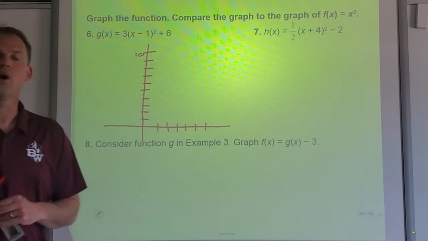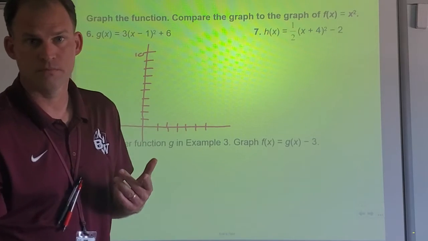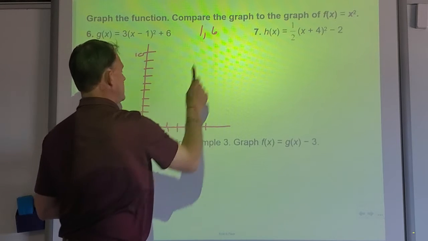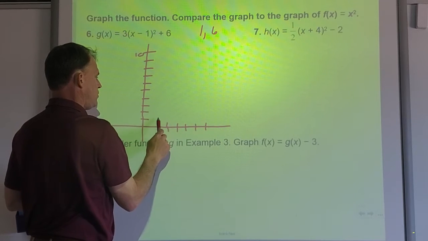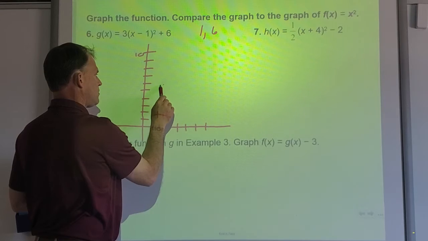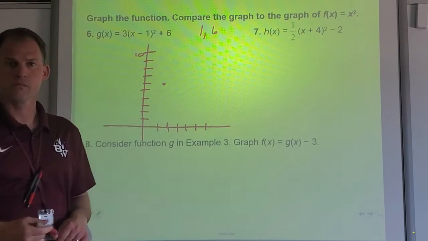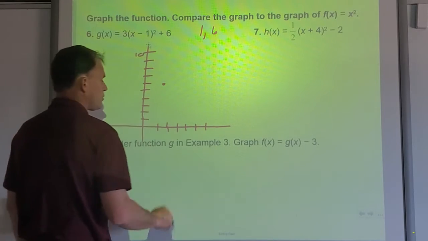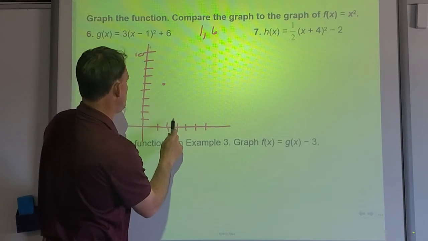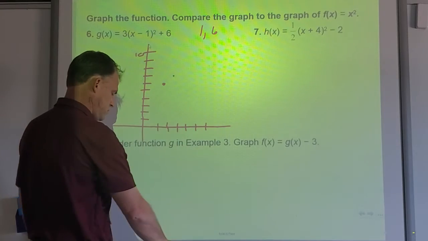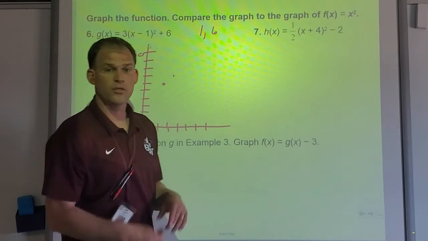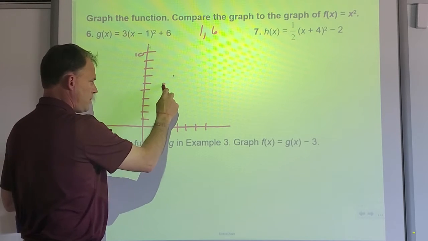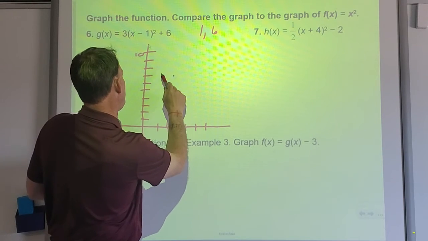So, what is the vertex of this function? Opposite, exactly. 1, 6. Right 1, up 6. So now, I'm thinking the original was 1, 1. I'm going to multiply that by 3, so I'm going 1, 3. From here, I'm not going to the point 1, 3. I'm going right 1, up 3.